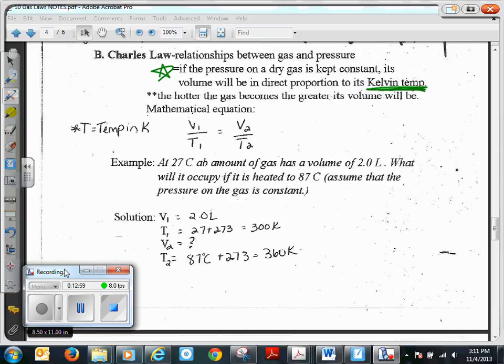Okay, so here's the new formula right here. And this example I have on the other sheet of paper, so we can do that together. Get down to here with your writing of your notes. It's V1 over T1 equals V2 over T2. Okay, and this is when the pressure is kept constant. Now the pressure volume thing was when what was kept constant? When temperature was kept constant. So Boyle's law is when temperature is kept constant. Charles' law is when pressure is kept constant.